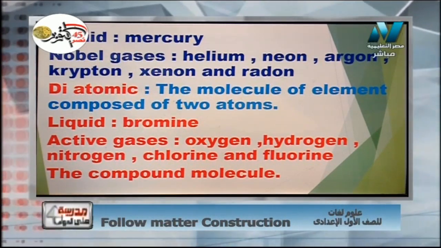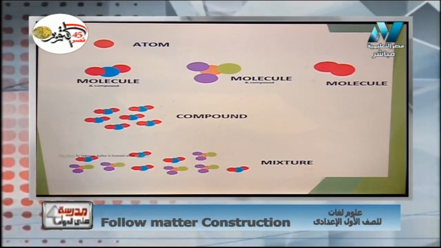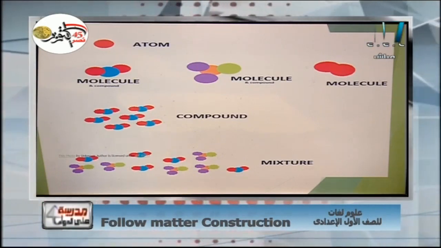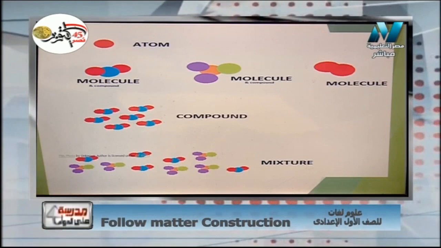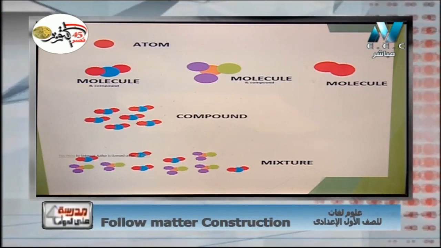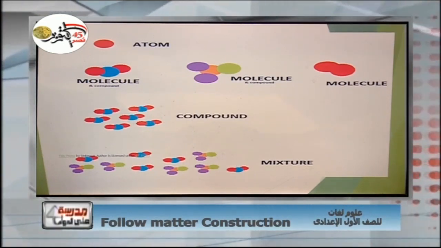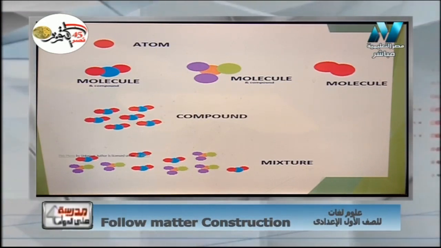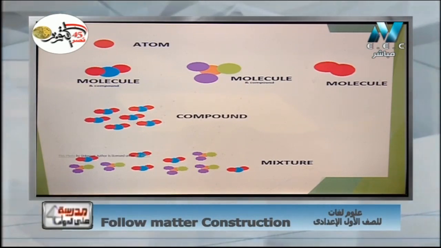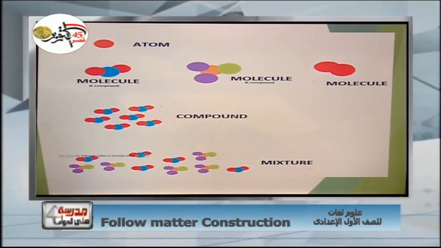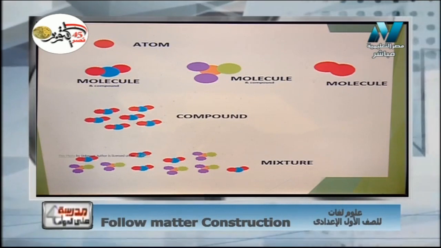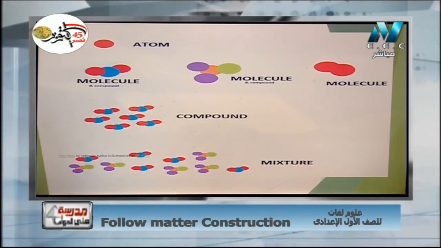Now let's talk about the compound molecule. Look at me now. This is an atom, just one atom. Behind the atom, a molecule. But this molecule that contains, just as an example, two red atoms and one blue atom, is a molecule of what? Of compound. But the type of molecule that consists of two red atoms is a molecule of what? Yes, of element.